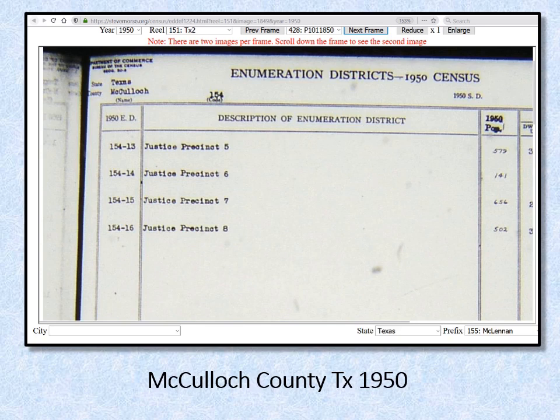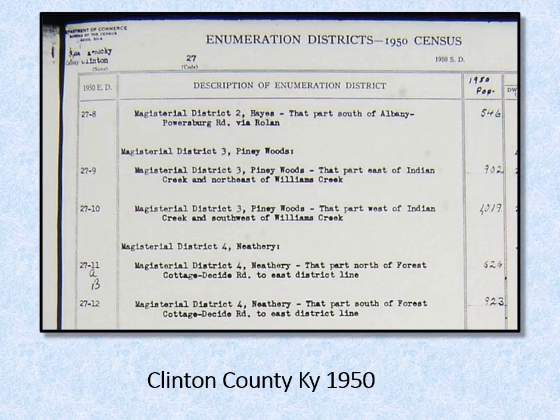154-13 has 579 people, and it's just Justice Precinct 5. I'll show you this again in a second. Here is a little bit more information, but still pretty much a rural area. Clinton County, Kentucky. There's a district number, the name of it, Penny Woods, and some indication it's east of a creek or east of a road or south of a road, etc.